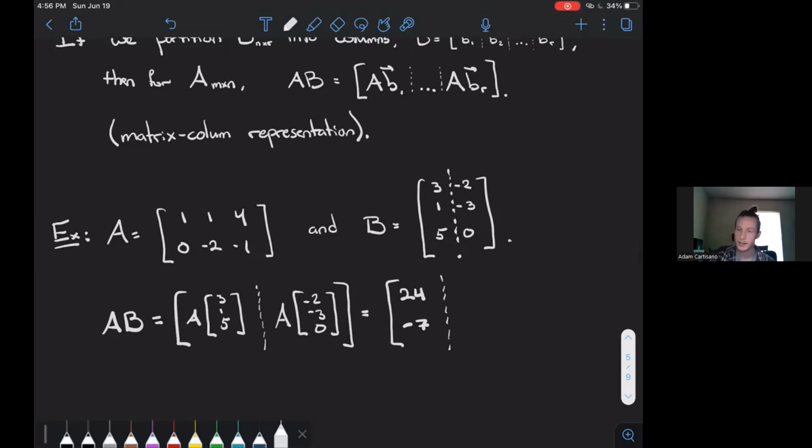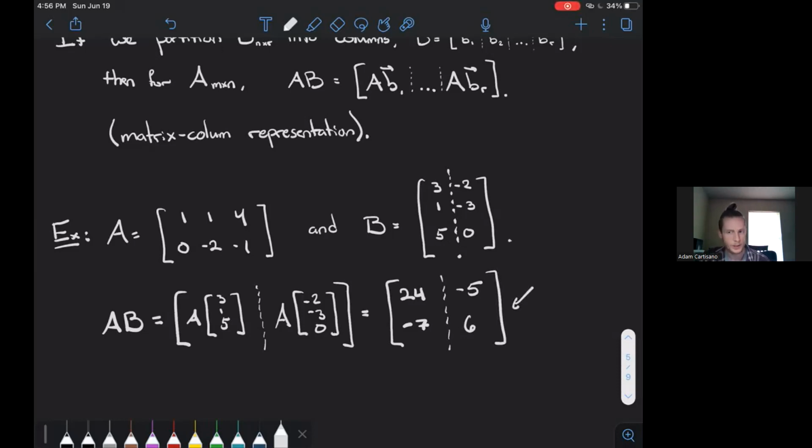And then we just do the second column of B multiplied with A. So -2, -3, 0 dot with 1, 1, 4 is -2 minus 3 plus 0, which is -5. -2 times 0 is 0. -3 times -2 is 6. And 0 times -1 is 0. So this dot product of -2, -3, 0 with the second row of A is just 6. And we're done. You should check that this is the same matrix that you get with regular matrix multiplication.